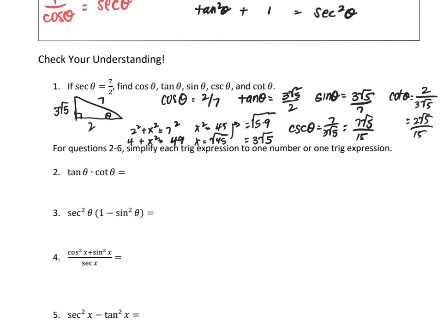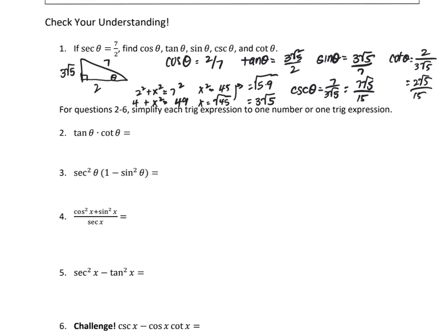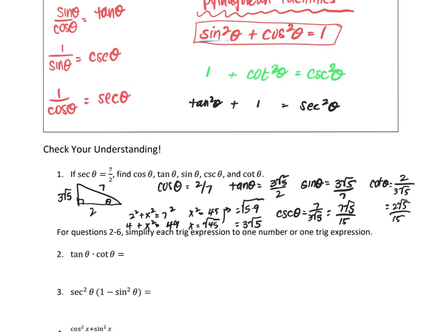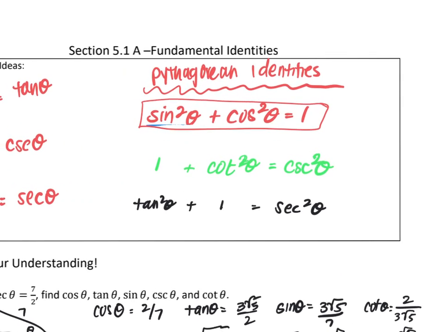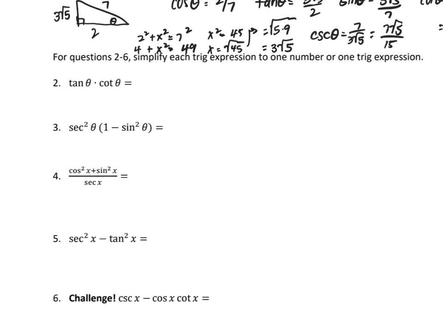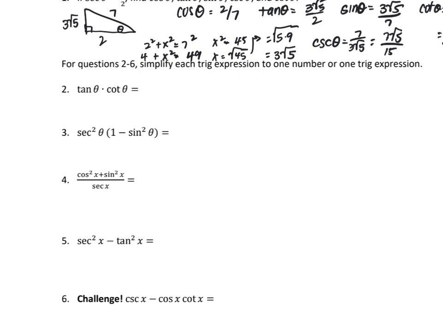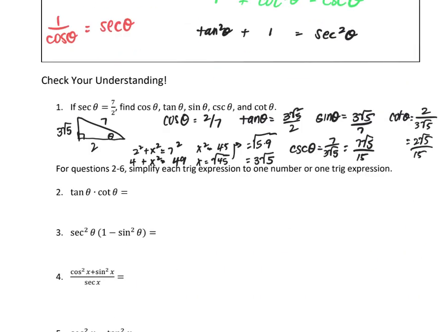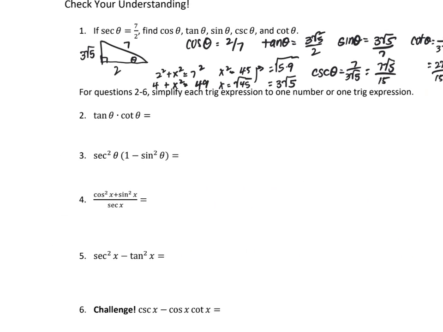All right, number 2, simplify each expression to one number or one trig expression. So this is when we're going to start using our trig identities up above, our Pythagorean identities, to simplify some expressions. This first one, actually you don't need our Pythagorean identities. You just need to know what tangent is and what cotangent is. And we're going to rewrite these trig expressions in order to simplify them.